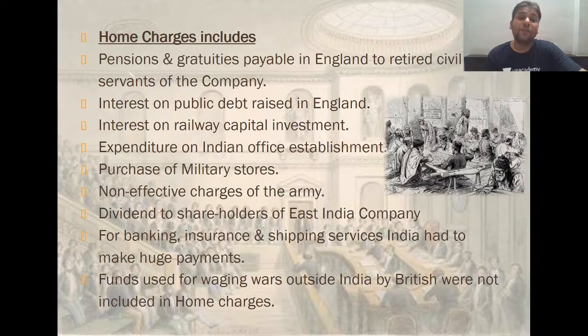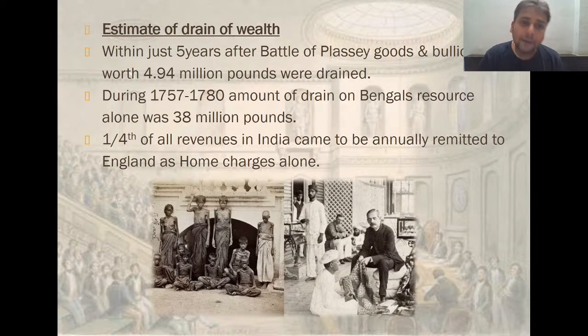So there was a question in the UPSC prelims exam: which among the following things are included in the home charges? First is pension and gratuities. Second is interest on the public debt and expenditure on the railways. So all three are included in the home charges. Okay. For example, if they are buying military stores, if they are buying basically weapons, who is going to pay for those weapons? India is going to pay for those weapons. So in very, very simple words, getting the points clear, India's resources are driven out of India and very little is left for the development of India. Getting the points clear? So this is nothing but the drain of wealth theory, which was portrayed by Dada Bhai Nauroji.